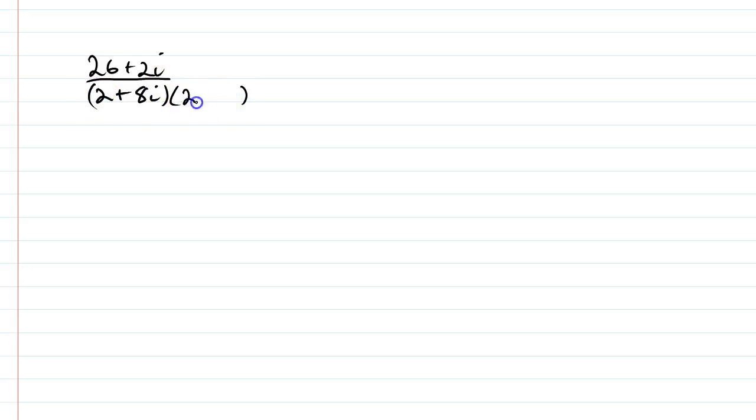by the conjugate on top and on bottom. So we're multiplying by a fancy 1. Now just to be clear here, conjugate means that you take only the imaginary part and make it negative, or the opposite. So if I have negative 1 plus 3i, the conjugate would be negative 1 minus 3i.